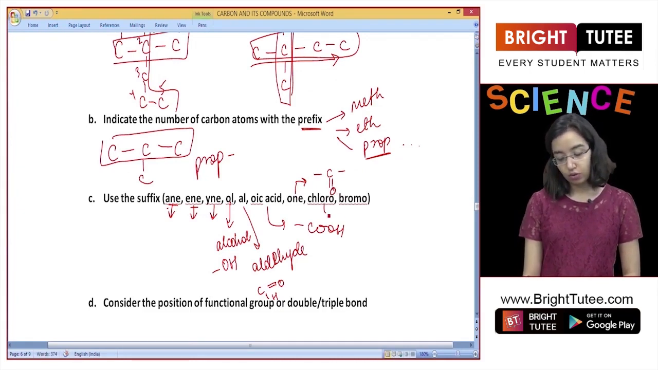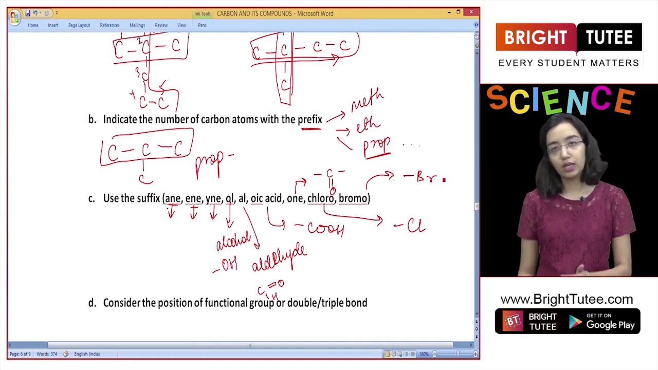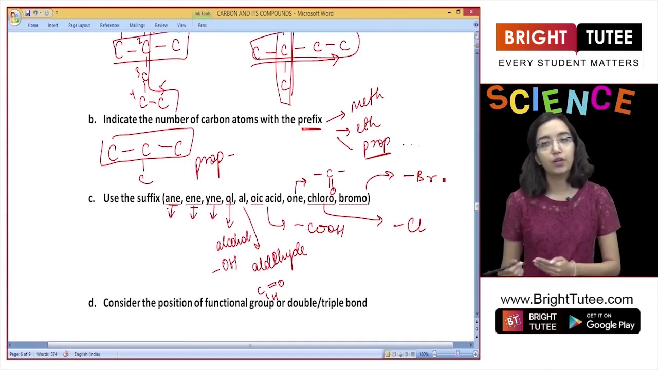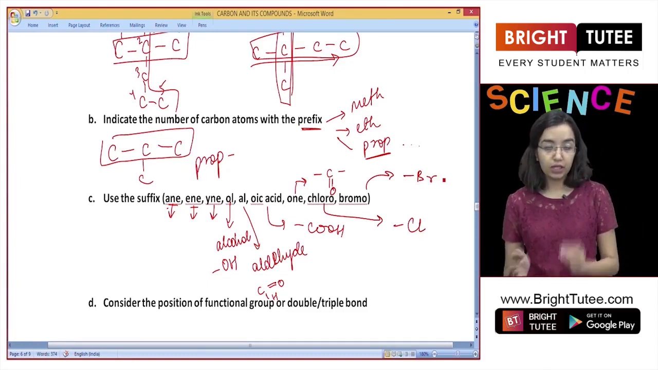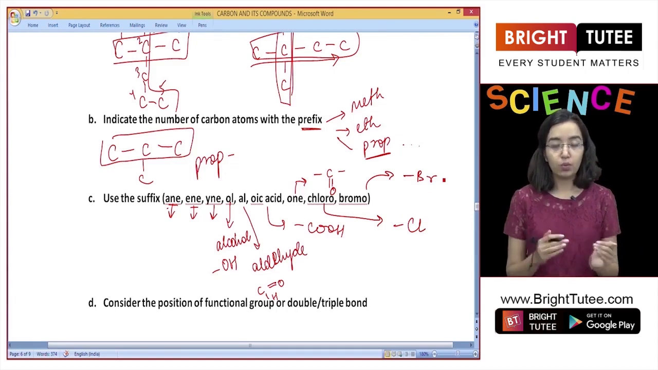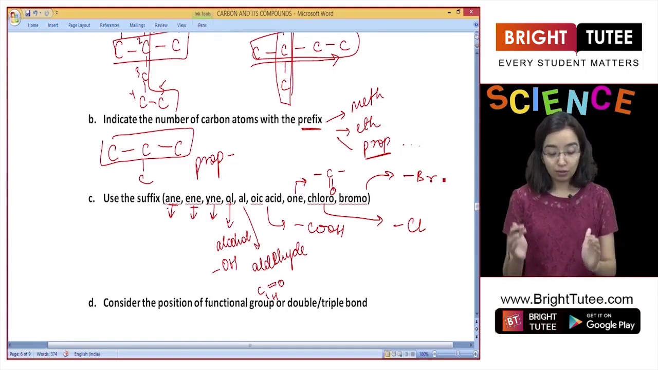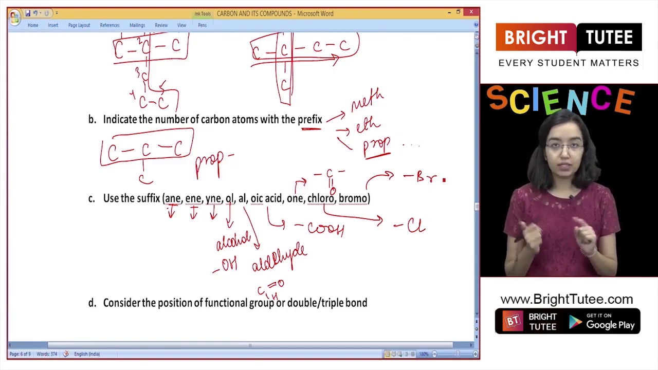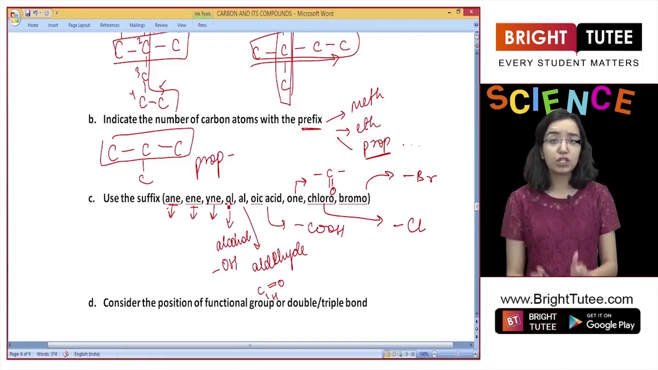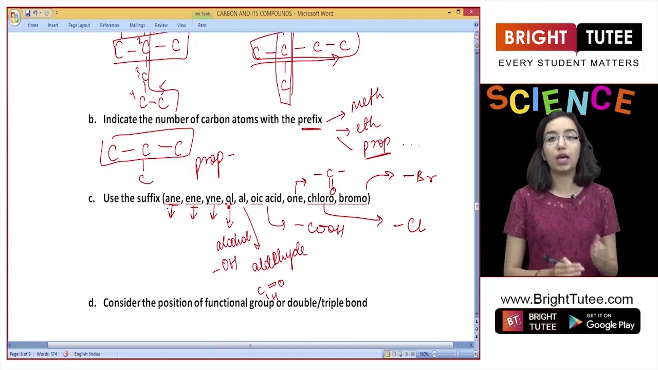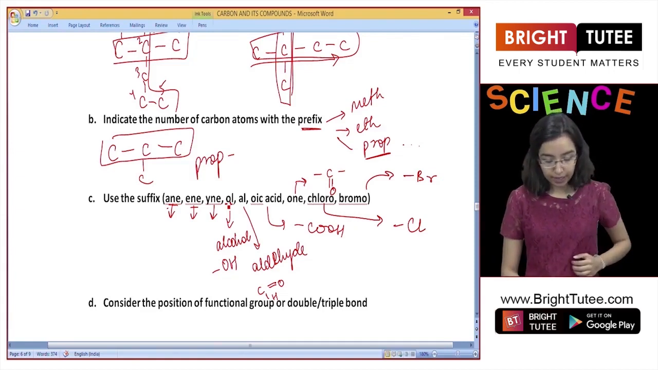right? And chloro is when there's a chlorine atom attached in the end. Bromo is when there's a bromine atom attached in the end. If there was a fluorine attached, then it will be called as fluoro. If there's an iodine attached, it will be called as an iodo, right? So you choose the suffix based on the functional group to which the chain belongs, and also keep in mind that if there's a functional group, you'll be using the suffix of the functional group and not be using "-ane", "-ene", or "-ine", right?